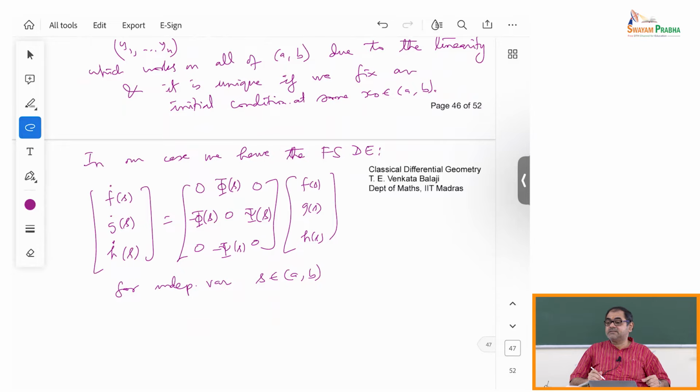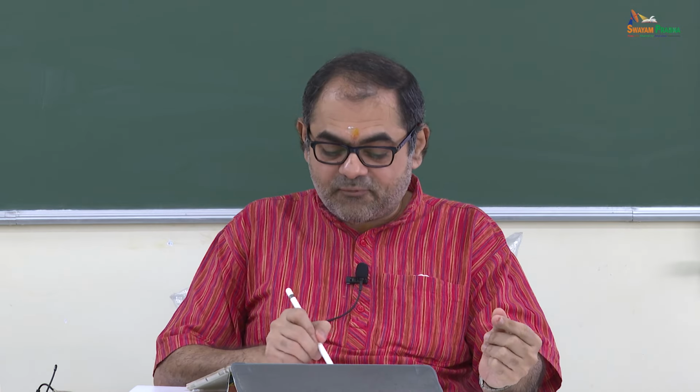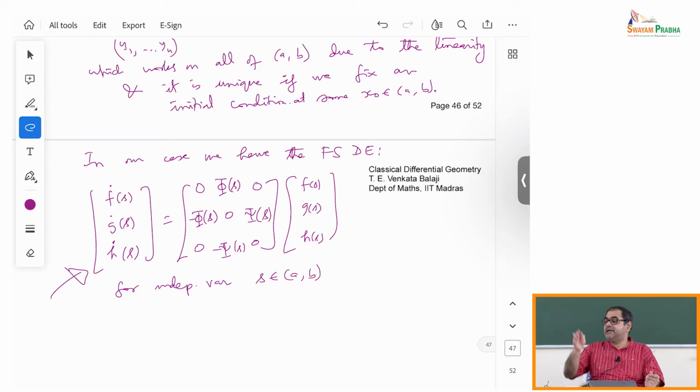And what are the dependent variables? The dependent variables are the components of f, g and h. These are all 3-vectors. So f will have 3 components, g will have 3 components, h will have 3 components, and whatever we have written here is actually in those 9 component variables. This is a first order differential equation, and you are solving it as such. That is the point I want you to understand.